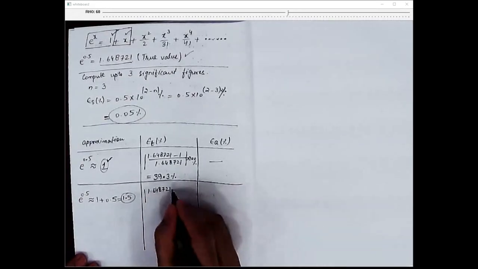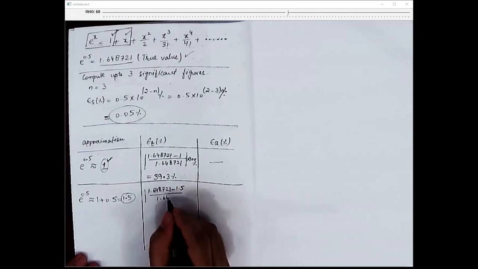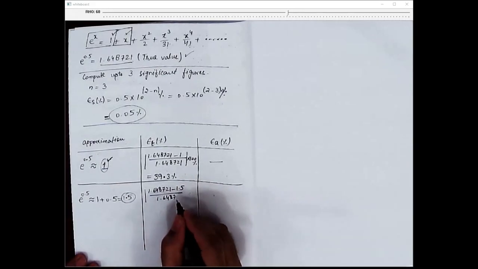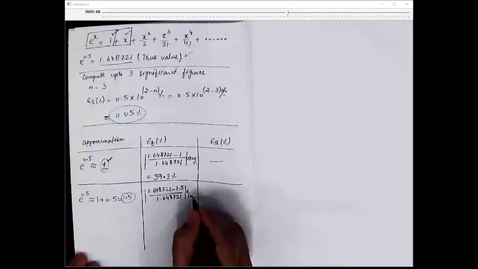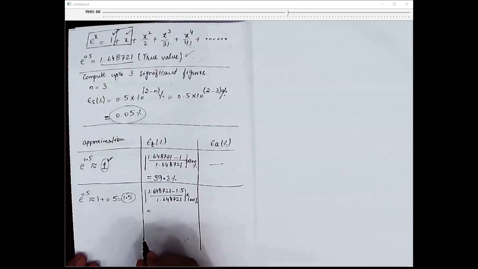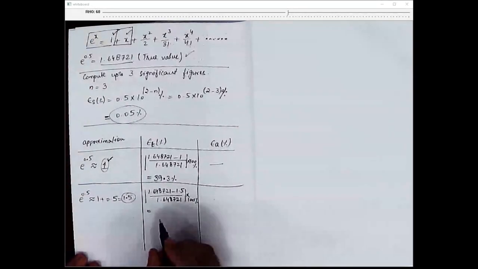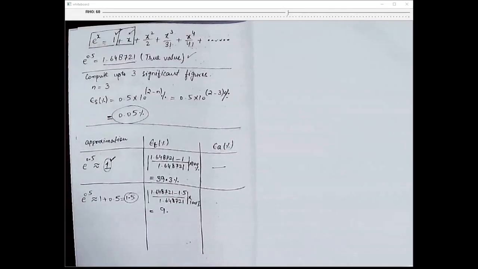1.648721. The approximation is 1.5, divided by 1.648721. Multiply with 100%. This way I will get the true error. I computed it, and I got about 9. Let me copy it. I got 9.02%.